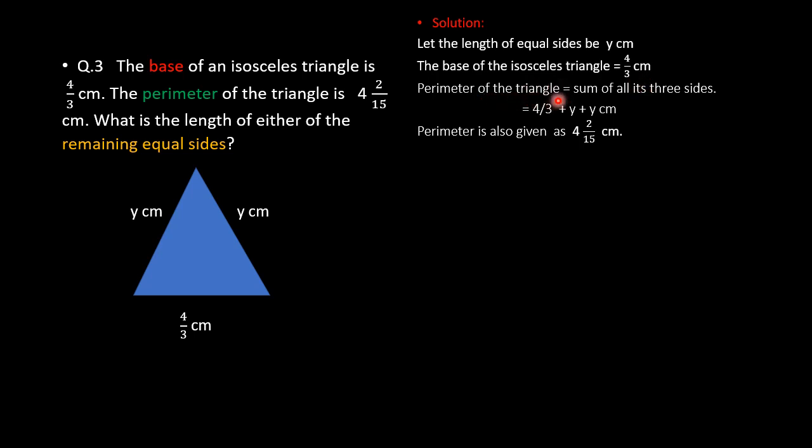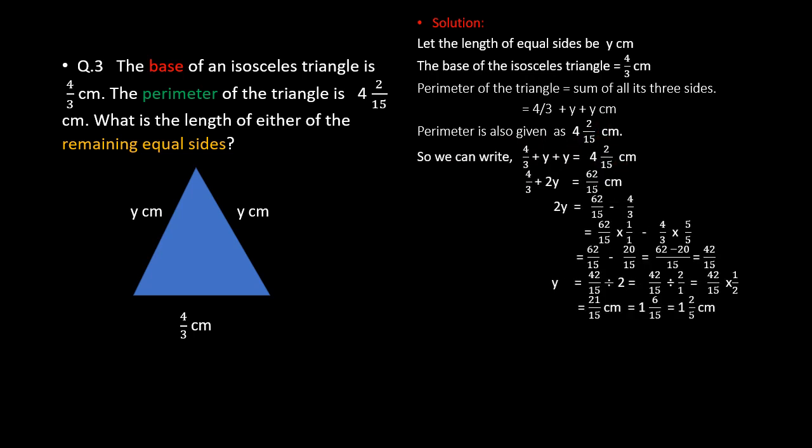Perimeter of the triangle is the sum of all its three sides. So we have to add the measurement of all the three sides, 4 by 3 plus y plus y centimeter. It is also given as 4 and 2 by 15 centimeter. So we can write 4 by 3 plus y plus y is equal to 4 and 2 by 15 centimeter. Y plus y, you know, it is 2y. So we can write 4 by 3 plus 2y is equal to 62 by 15 centimeter.